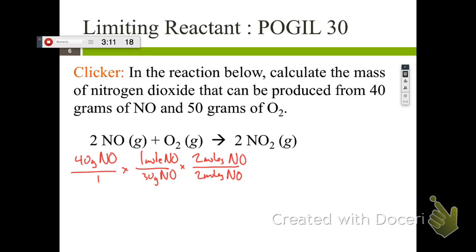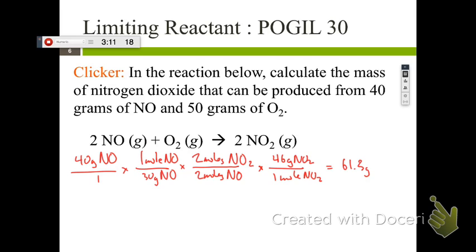So use stoichiometry. First you converted from the mass of NO to how many moles it is, and then how many moles of NO to how many moles of NO2 you can produce. And then we said the mass. So what was your final step? I did 46 grams of NO2 over 1 mole of NO2. And what did you find for your mass?